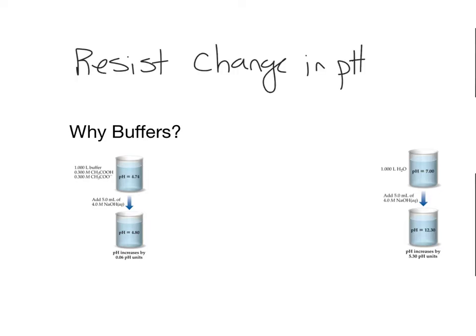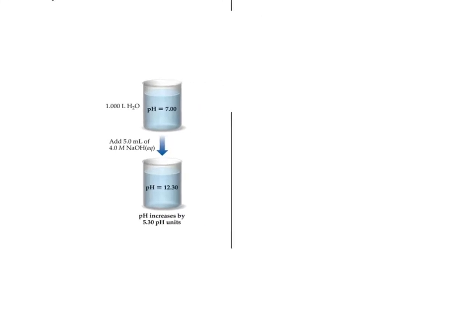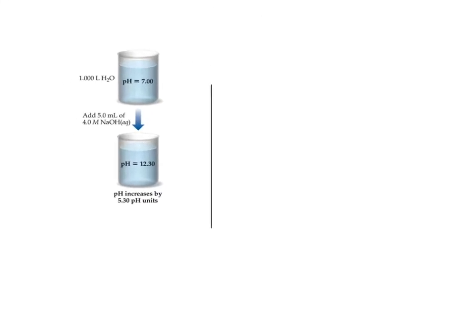And I've got two scenarios down here. I'll zoom in on one at a time to highlight each one. I'll show you how it resists changes in pH. So let's actually talk about this one first. If you just take regular old water, 1 liter of it, it's at a pH of 7, which is identified here in this beaker. Now add 5 milliliters of 0.4 molar. You'll notice that the concentration goes up, because it's a base.